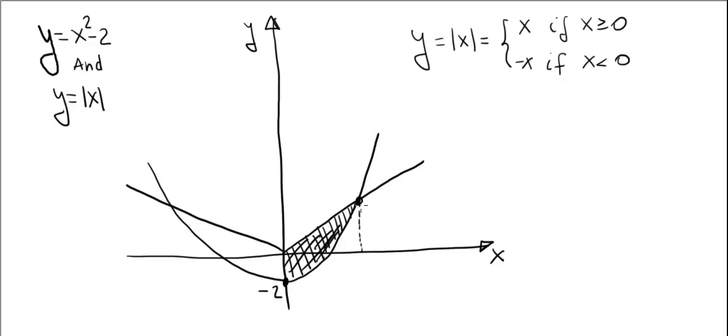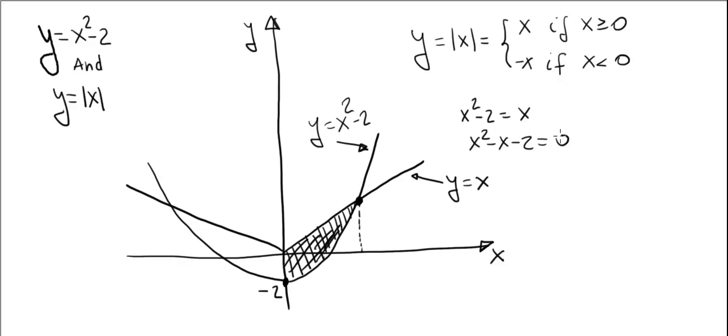So the point of intersection occurs in the first quadrant when x is positive. So this is the absolute value of x, but on that side it's just x. And this is our parabola, x squared minus 2. We set these equal. We can also do it by inspection, but it's better to set these equal. This is x squared minus x minus 2 equals 0.